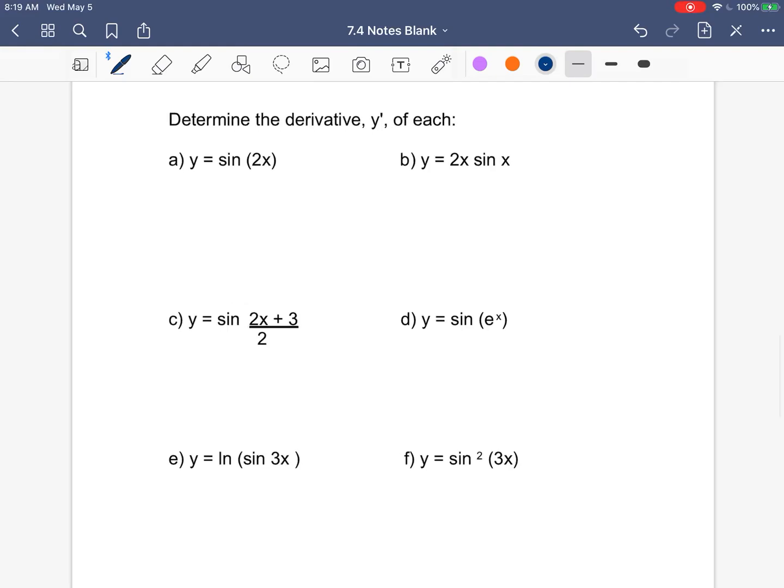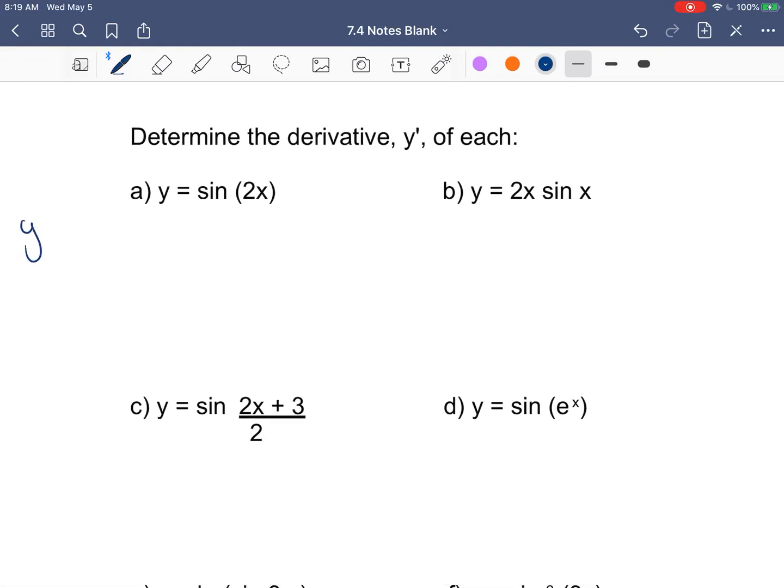Okay, so find the derivative of each. So y prime, so remember 2x is kind of like our u in this case. So the derivative of sine is cosine of the stuff times the derivative of the stuff. So this would be 2 cos 2x.